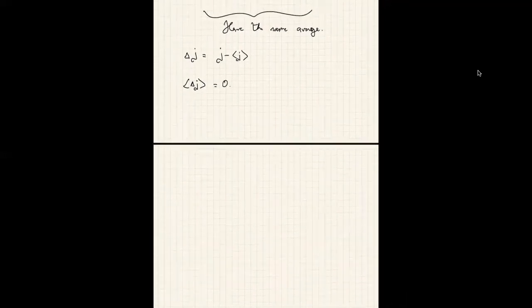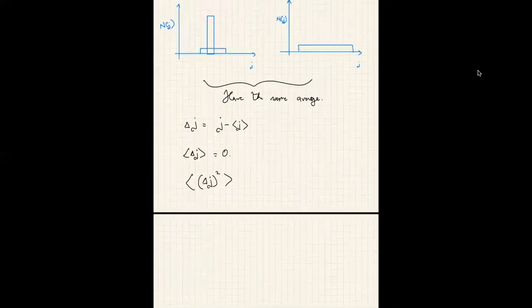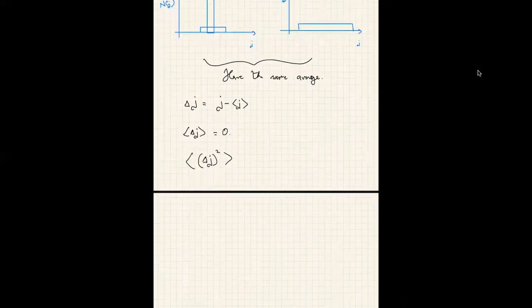So a better way to characterize the spread is not to look at the average of delta J, but to look at the average of delta J quantity squared. The average of delta J quantity squared in general is not 0, and this is a very useful measure to understand how to characterize two distributions that can have the same average but are spread in very different fashions.